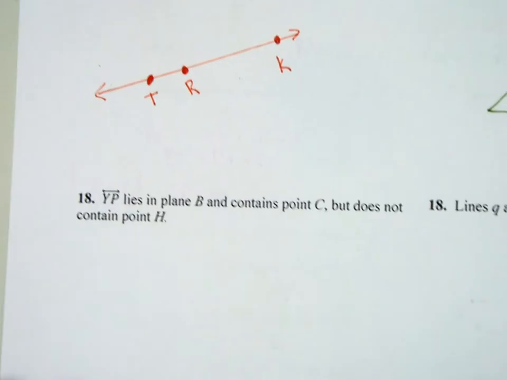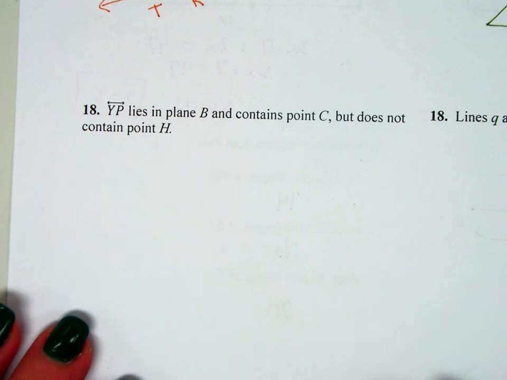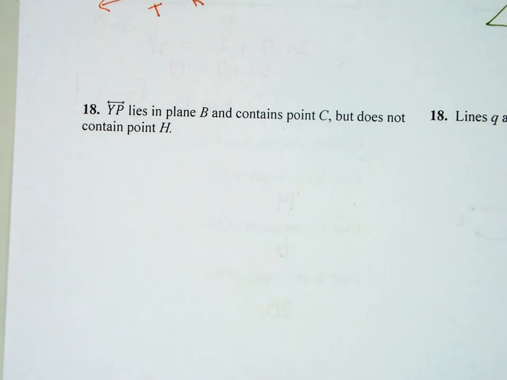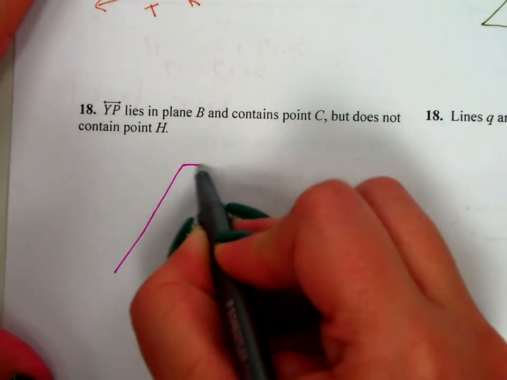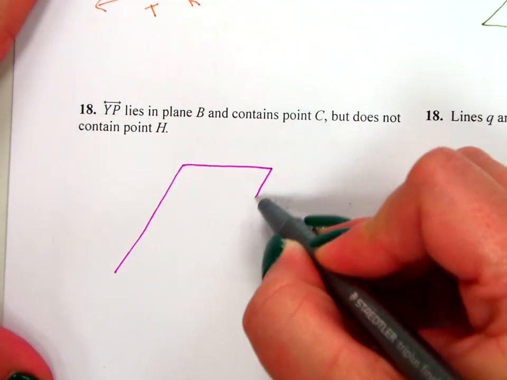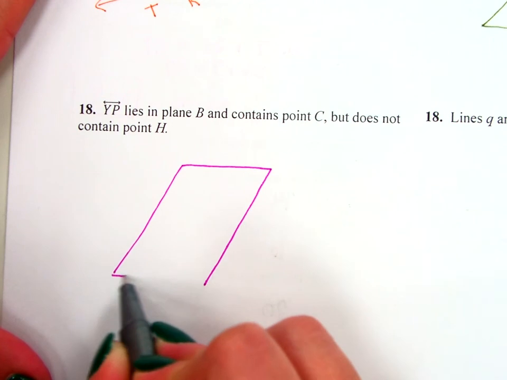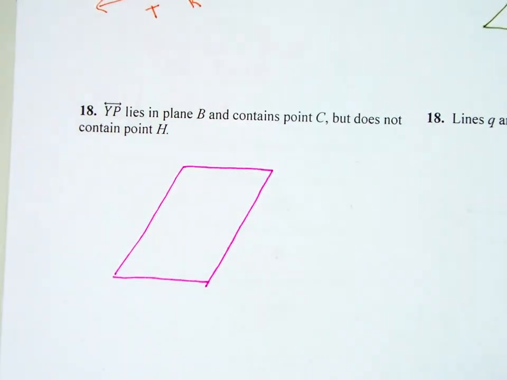Questions on 17? No. All right, let's look at 18. Line YP lies in plane B and contains point C but does not contain point H. What should I draw first? The plane. Let's draw the plane. I usually tilt mine to the right, but you can tilt it whatever direction you want. A plane could even look like a rectangle.